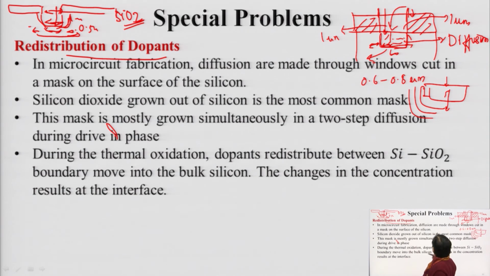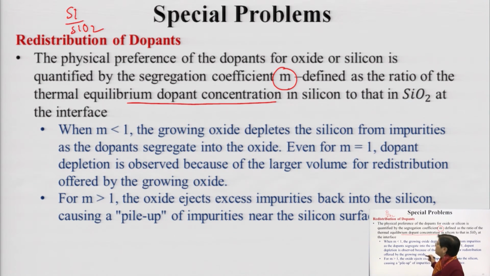Here we are taking care of something. We have always studied that whenever you are fabricating a device, you have initially pre-deposition, and then we carry out the drive-in phase. That is, initially you have a complementary error function profile, and then you get into the Gaussian profile, grown simultaneously in two-step diffusion. But in case of thermal oxidation, the distribution will alter, and at the SiO2 interface the movement will be totally different, and this movement will be governed by something known as m, that is the segregation coefficient.